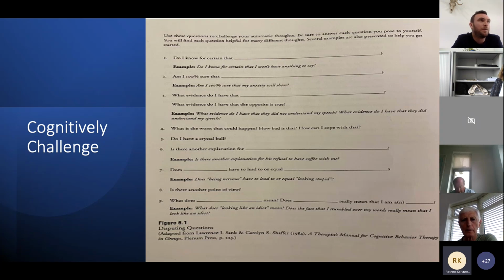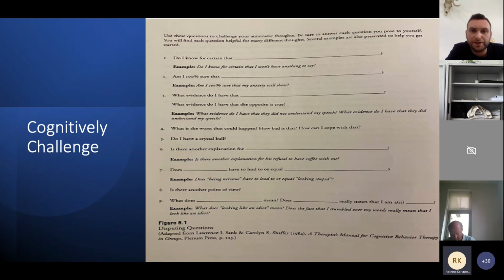And this is a really powerful one, where we're trying to teach clients to become their own little detective in a way. And we're trying to get them to give us evidence for what they believe is happening. And in most cases, they don't have it. They have a feeling, but they don't have any evidence for it. So getting them to challenge their thought patterns rather than just accepting them as being true. Is there another explanation for this?